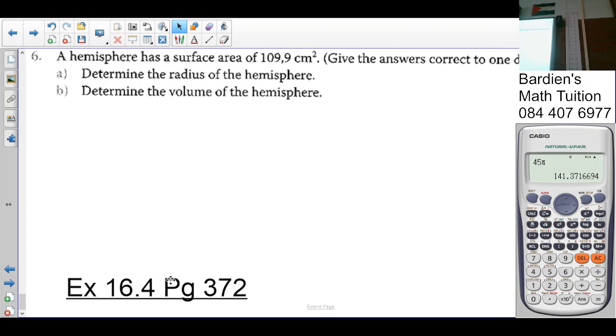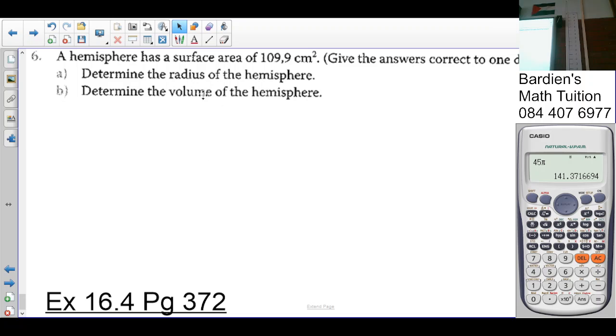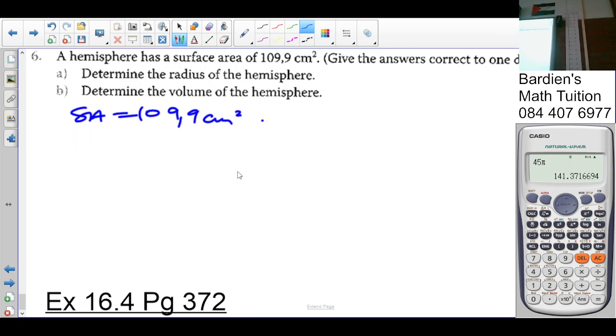A hemisphere, what's a hemisphere? Half of a sphere. A hemisphere with a surface area of 109.9 centimeters squared. So which formula are we going to use? Surface area formula. Can you see that, people? Determine the radius of the hemisphere. How do you calculate the surface area of a hemisphere? It is 3 pi r squared. So 109.9 equals 3 pi r squared.